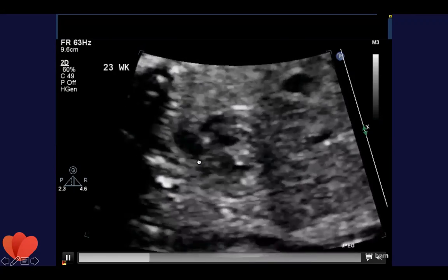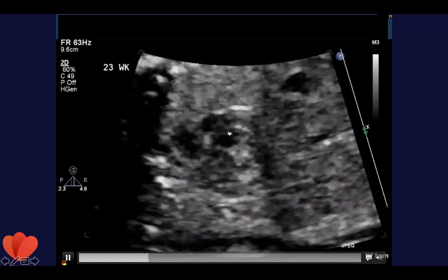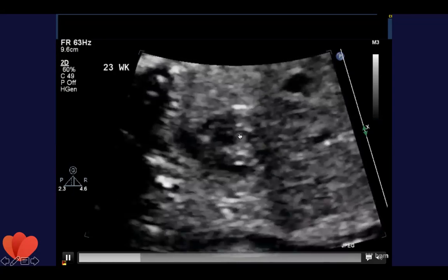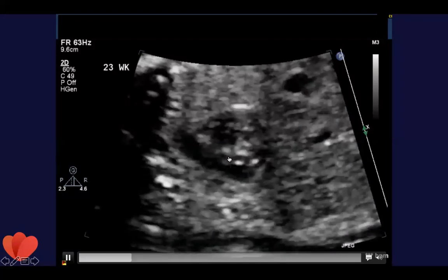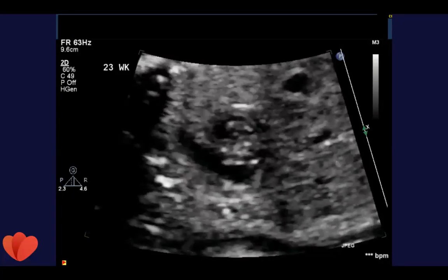So here's the right, here's the pulmonary valve. So here's your tricuspid valve that still looks like a triangle, but unfortunately your mitral valve also looks like a triangle instead of a circle or a fish mouth. So this is a nice way to sort of confirm your diagnosis of a complete atrioventricular septal defect.